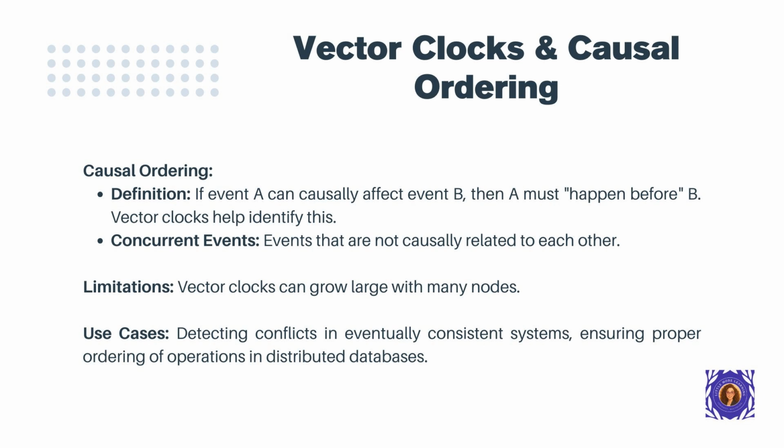A practical limitation of vector clocks, however, is that their size grows proportionally with the number of nodes in the system. In very large clusters, this can make them somewhat unwieldy. Despite this, vector clocks are primarily used for critical tasks such as detecting conflicts in eventually consistent systems, where concurrent updates need to be identified and resolved, and for ensuring the proper ordering of operations in distributed databases to maintain logical consistency without relying on a perfectly synchronized global clock.